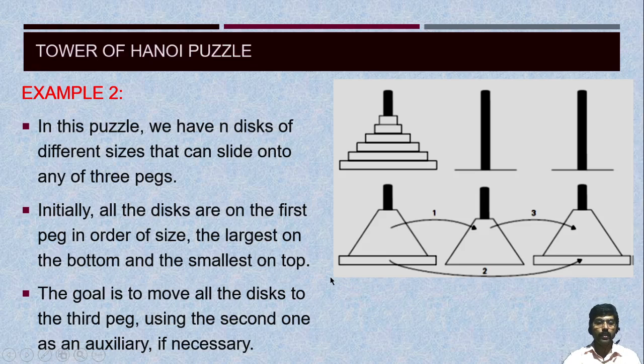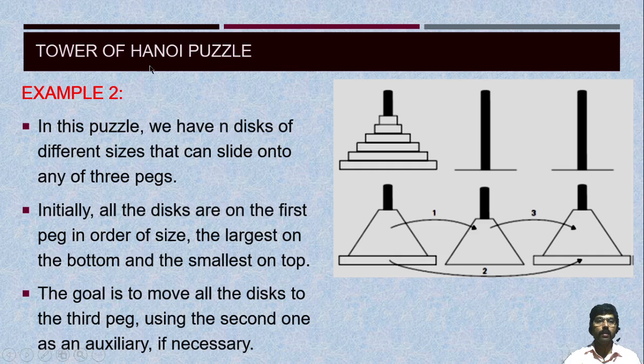In the last class, we studied the analysis of non-recursive algorithms, and we also studied an example of how to analyze that algorithm by the non-recursive technique. In this class, we are studying one more example. The example is called the Tower of Hanoi puzzle.